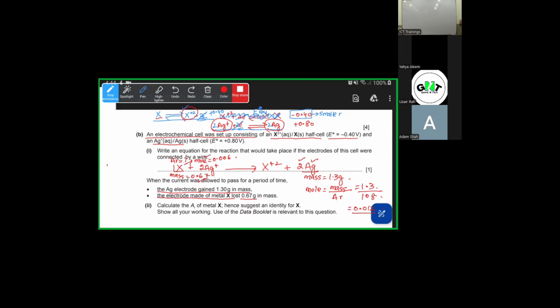Now you got the mass and you got the moles. You can find out the Ar. So mole is equal to mass over Ar. The mole we got is 0.006. The mass is 0.67, divided by the Ar we have to find out. So Ar is equal to 0.67 divided by 0.006. So it would become 111.8 something. So this is the Ar of the element X. Did you get it? I just calculated all these things just to make you understand the concept of moles. So everyone got it, guys?